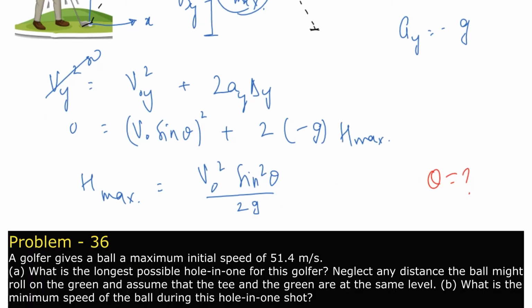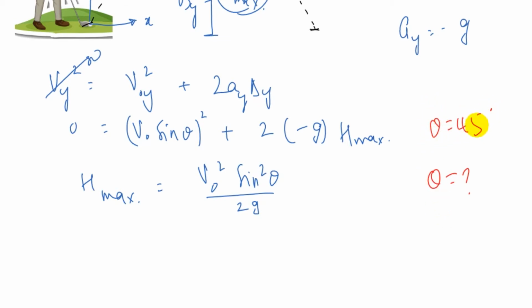So for that we have to refer to the previous problem. In the previous problem, if you see the A part, it says what is the longest possible hole in one for this golfer. So the range is maximum for which angle? When theta is 45 degrees. So we have to consider that theta is 45 degrees.